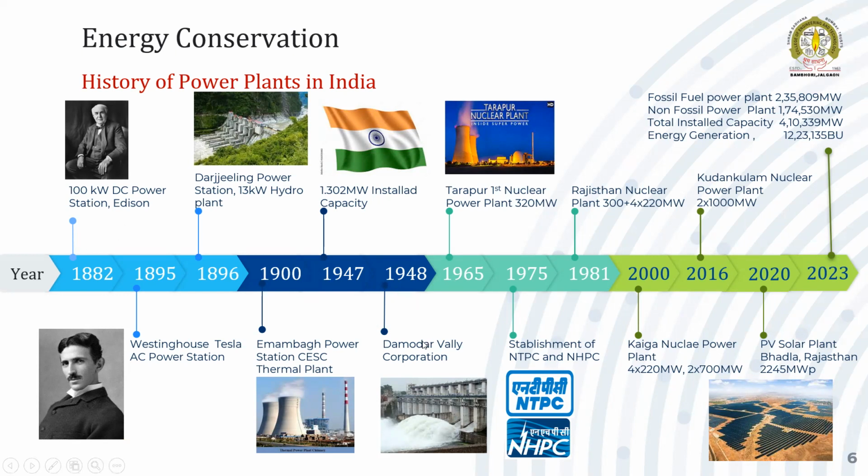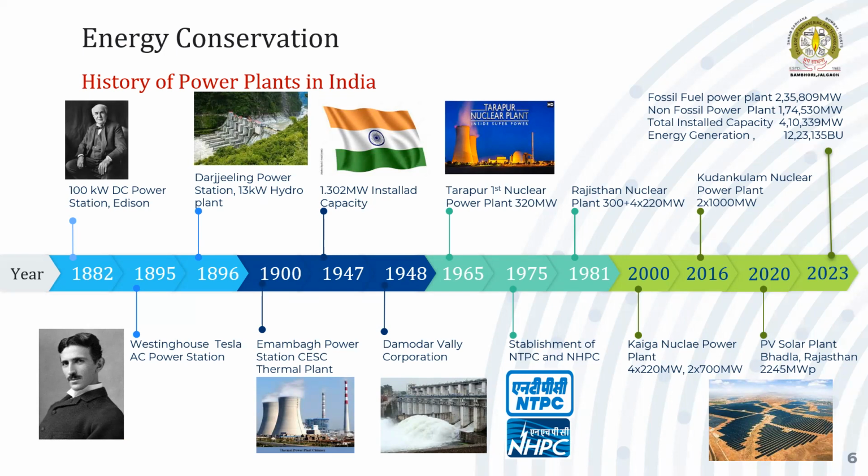Now this is the path. We installed the Damodar Valley Corporation, then the thermal and nuclear power plants, with Tarapur, of 320 megawatts, being the first nuclear power plant. Then came the establishment of NTPC and NHPC, then the Rajasthan nuclear power plant, and many other thermal and hydropower plants. And in 2020, a PV solar plant in Rajasthan of 2245 megawatt peak capacity was installed.